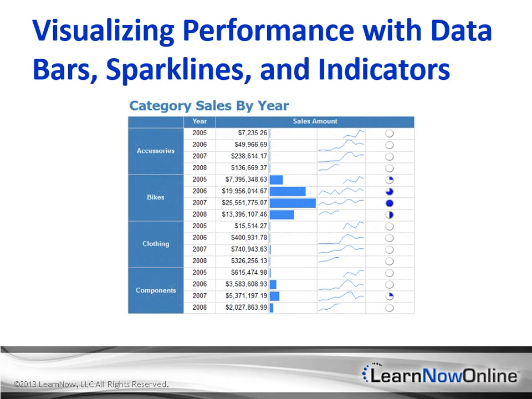Here's a simple example of how you can use these data visualization features. Even in this relatively short report, you can glean a lot of information about the relationship between the product categories and between the years just by scanning any of the three rightmost columns. These relatively new data visualization features in Reporting Services provide a nice alternative to the charts and gauges that Reporting Services has long had. So let's start talking about the first of these features, which is data bars.